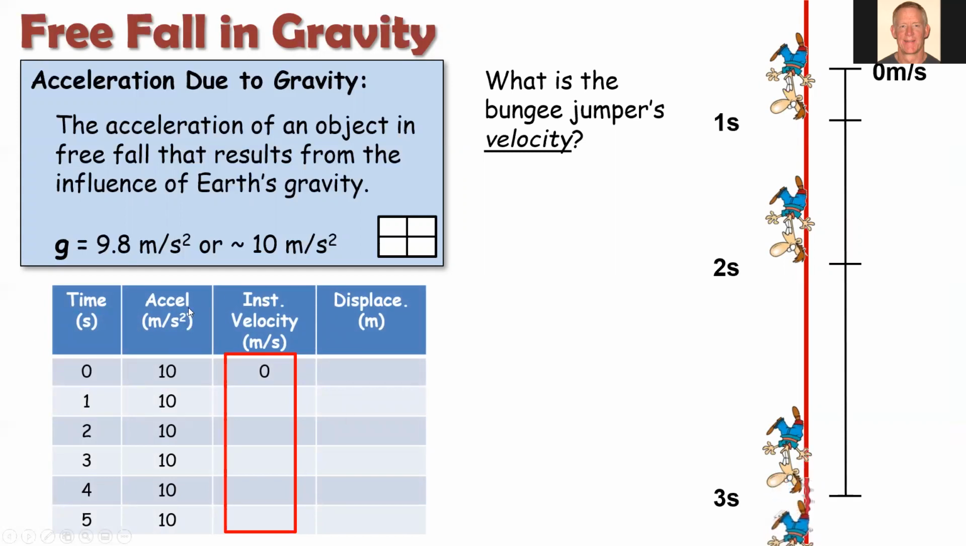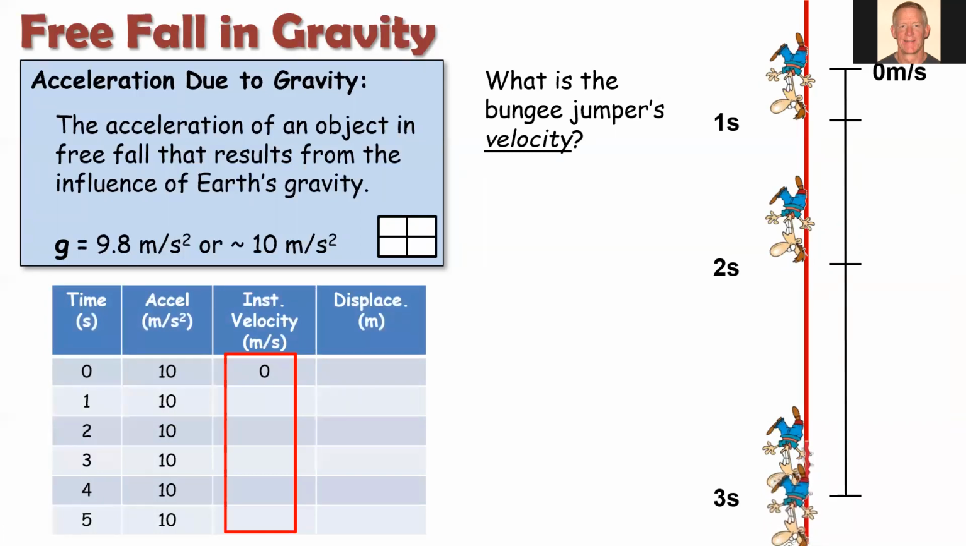The first thing that we notice is that the acceleration is constant. And for the problems we're going to do in the lesson, we're going to round off that 9.8 meters per second squared to 10. That'll be fine for our calculations and keep the numbers simple.